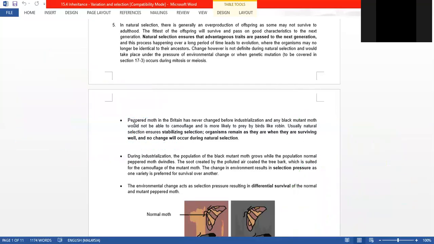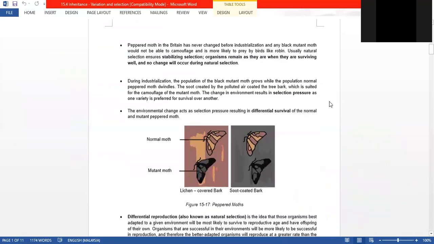So let's take a look at an example. This example really happened in the history of humans. What happened here is you have the peppered moth. The peppered moth has two varieties: the normal peppered moth that looks pepper colored, and the mutant moth. The mutant is black in color.